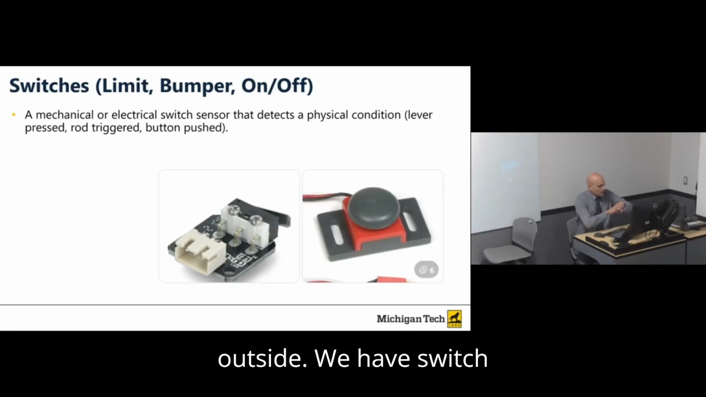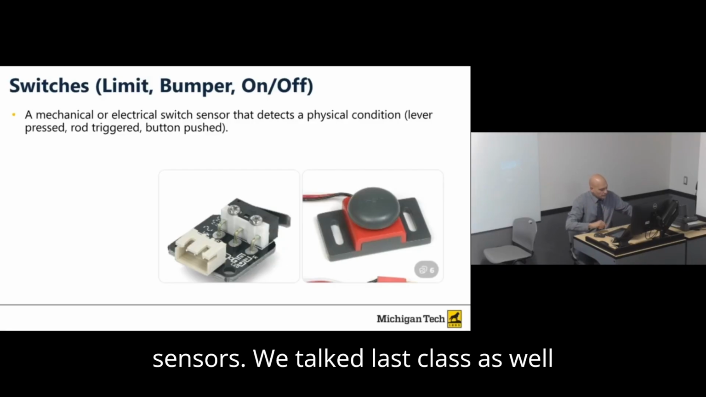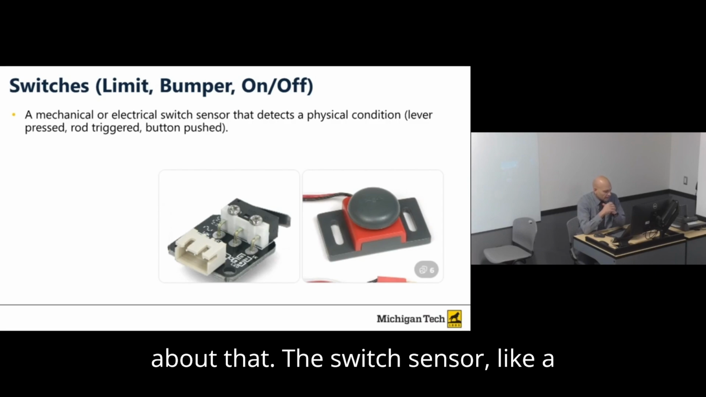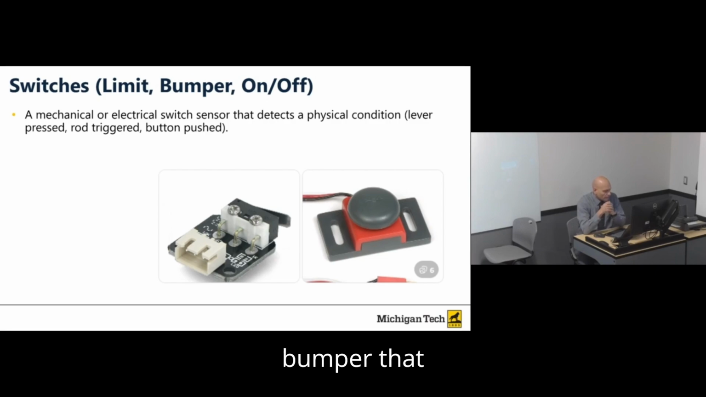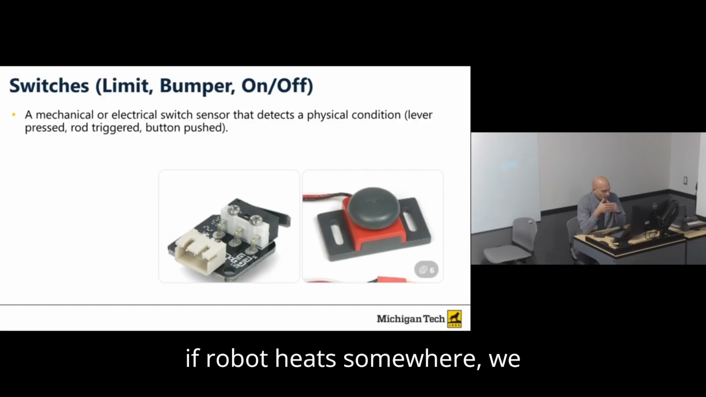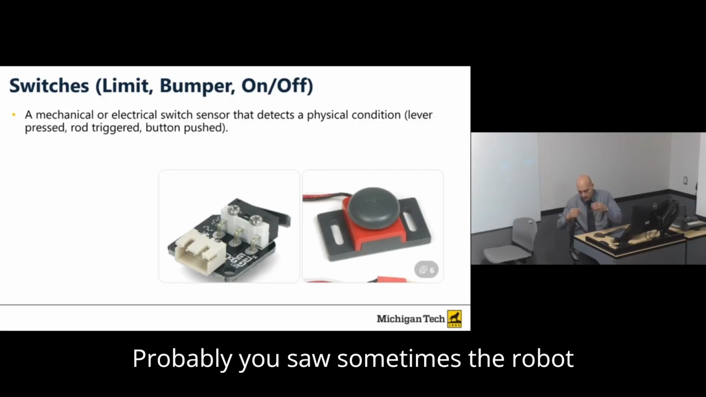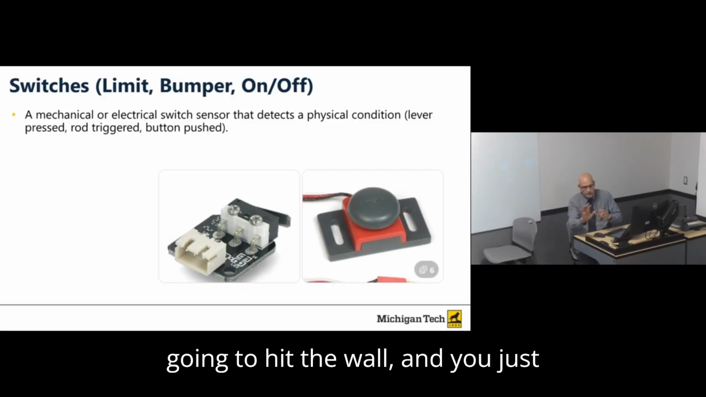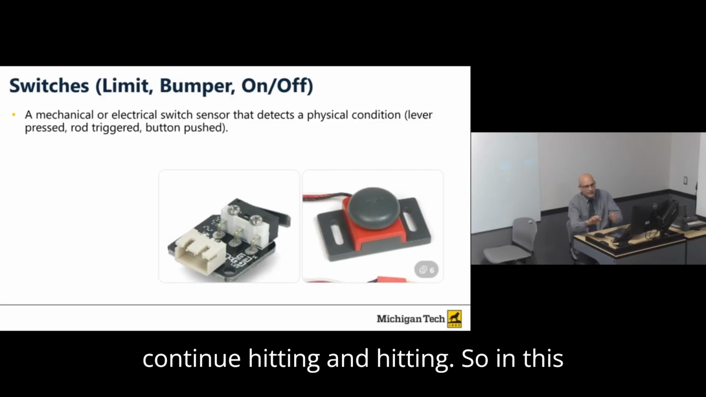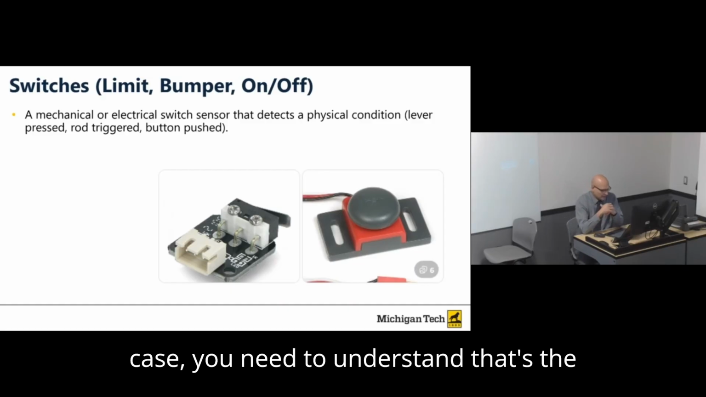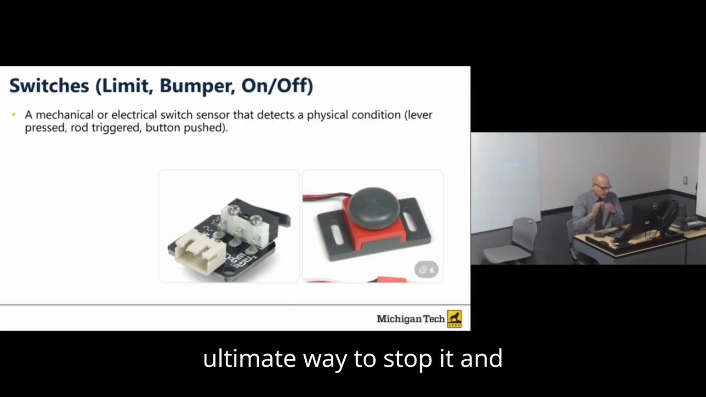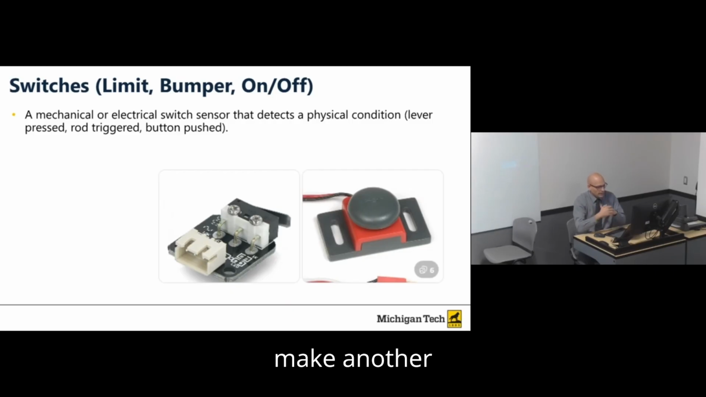We have switch sensors. We talked last class as well about that. This switch sensor, like a bumper, that if the robot hits somewhere, we want to stop it, because probably you saw sometimes the robot going to hit the wall and it just continues hitting and hitting. So in this case, you need to understand that's the ultimate way to stop it and make another action.